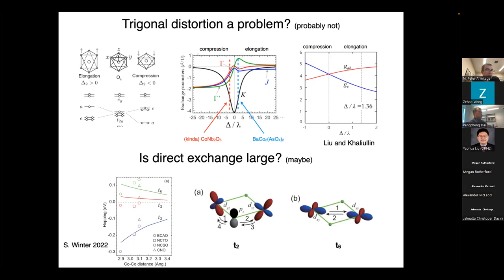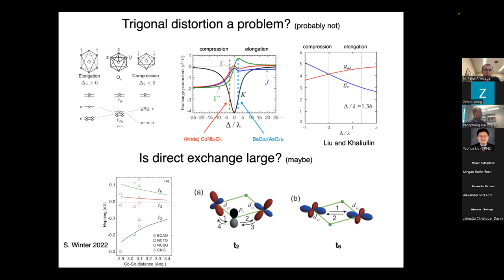So if I have to ask why something has gone wrong in barium cobalt arsenic and right in cobalt niobate, my most honest answer is I don't know. But what I expect is the reason, and this is where ab initio calculations would make a big difference, is that it's actually an effect of the direct exchange, that the direct exchange is much larger in the multiply connected 2D lattice of barium cobalt arsenic.